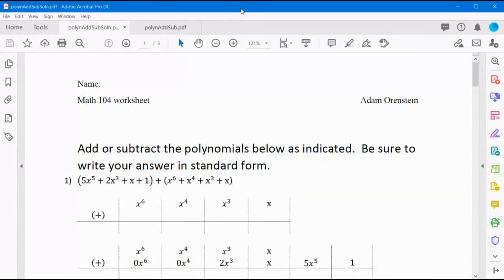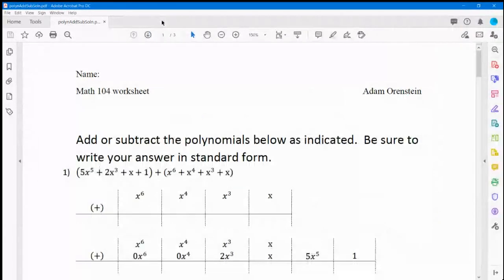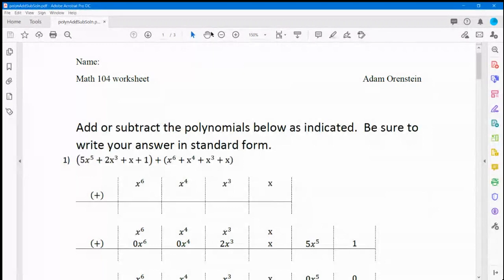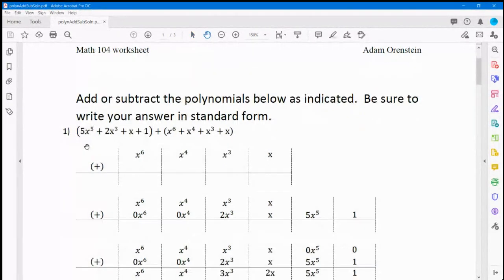Here we go. So again, we're going to add and subtract these polynomials, okay? And you want to write the answer in standard form. For the first one, it's not as bad because we're adding, so you get to choose which polynomial is the one on top. I kind of did this randomly. I chose the second one to be the one on top. It really doesn't matter, especially here since both of them have the same number of terms.